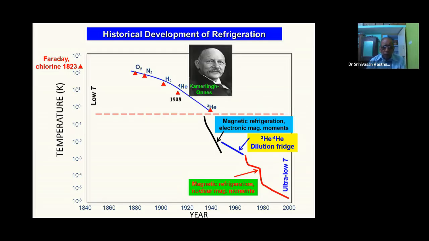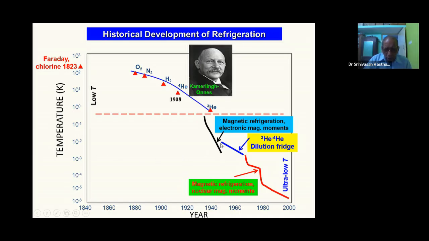If you look at the historical development of refrigeration over the years, somewhere around 1880, 70, or around that time, oxygen was liquefied, and then nitrogen, and then hydrogen, and helium in 1908 by Kamerlingh Onnes. Okay, and then people tried to reach even lower temperatures, and helium-3 was liquefied somewhere close to the 1940s. Okay, and then magnetic refrigeration using electronic magnetic moments was discovered, and they were trying to reach temperatures much lower, of the order of millikelvin.